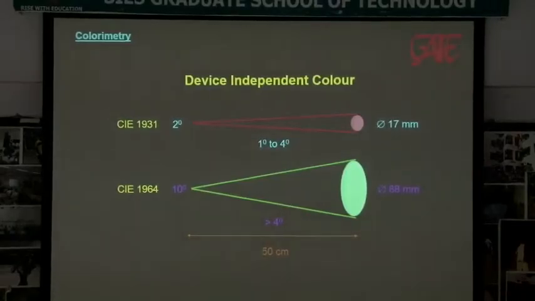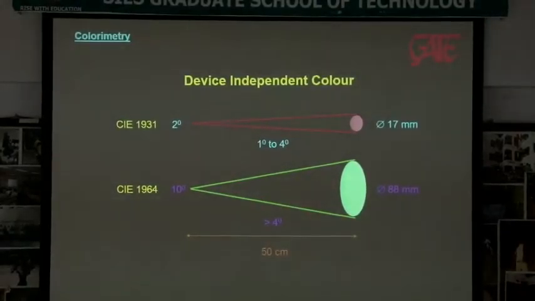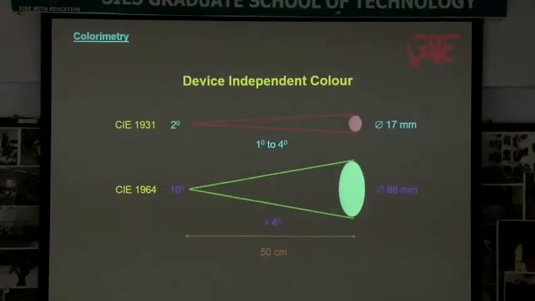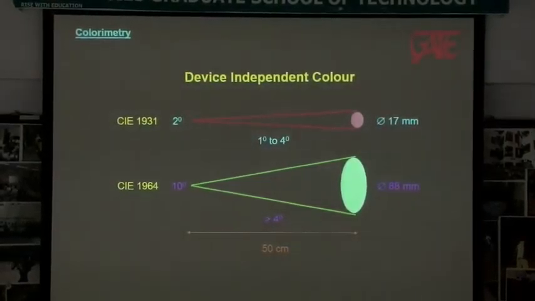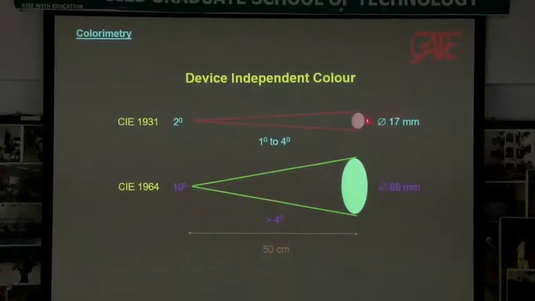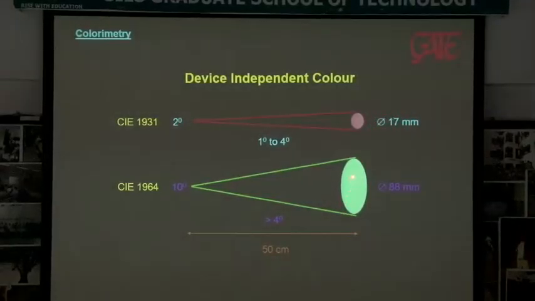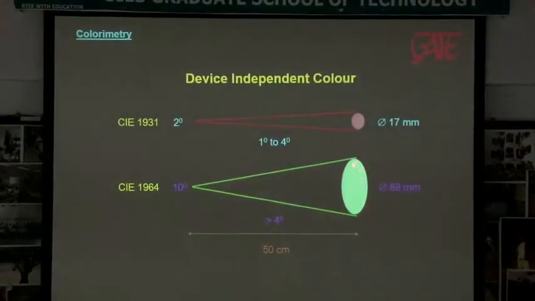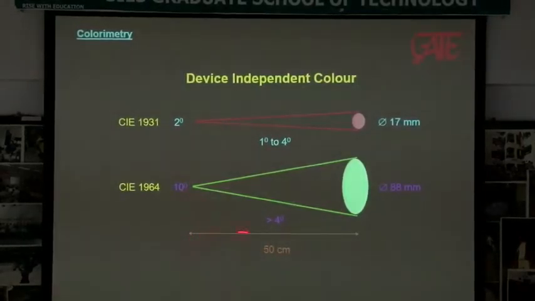So if you hold your right hand like this, which is about half a meter, the size of the thumb is covered by 2 degree. Surrounding area large is covered by 10 degree. So this is 17 millimeter. This 10 degree will give you 88 millimeter at half a meter distance.